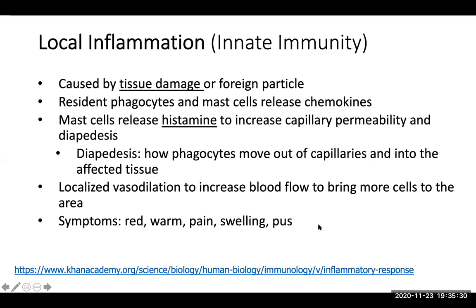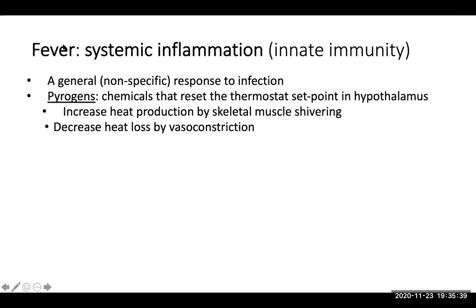Let's say this gets out of hand or starts to spread to other areas, then you're going to have systemic inflammation, and that is fever. So it's a general non-specific response to any infection. One of the chemicals involved is called pyrogen. This is going to reset your hypothalamus to a higher temperature, and that's going to tell your body that you're too cold because you've been keeping it at 37 degrees Celsius.